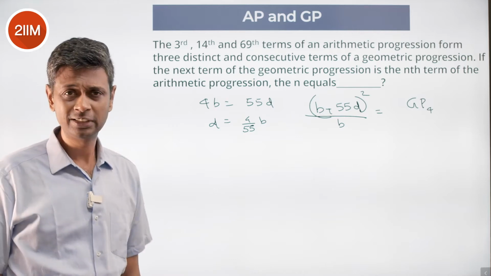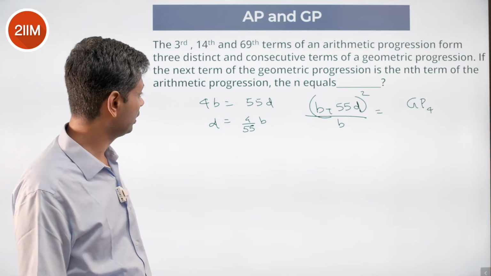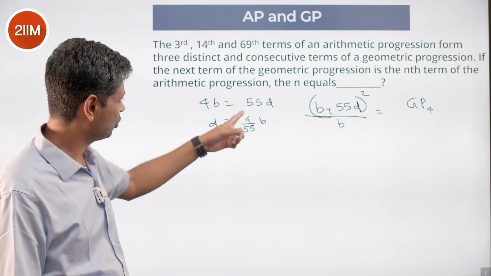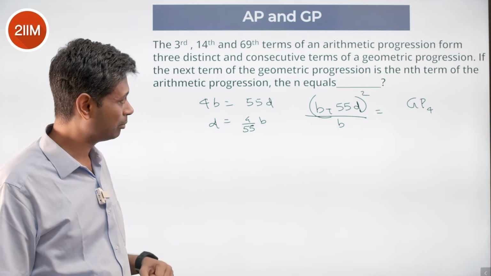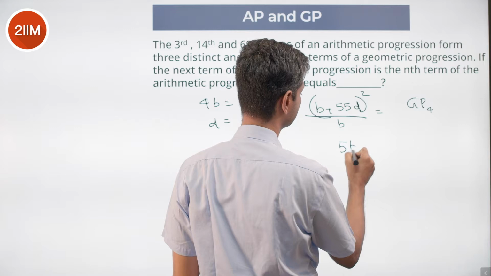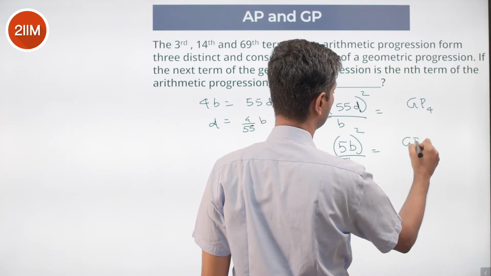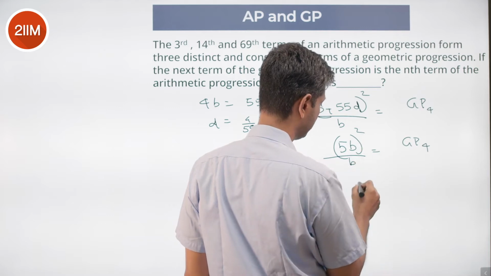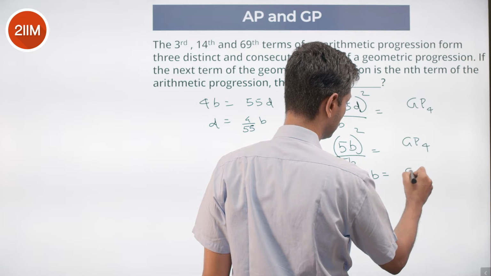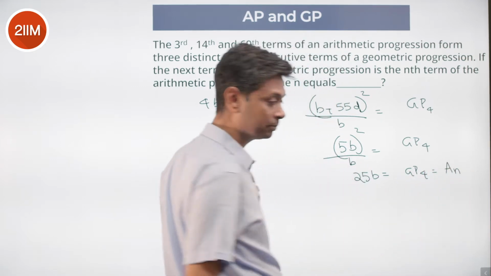We need to find this and then bring it back to this form, (b plus 55d) the whole square. d is 4 by 55b, which is nice, no? 4 by 55 into 55 makes it 4b. This is (5b) the whole square by b. This is the fourth term of the GP. 25b square by b, which is 25b, is the fourth term of the GP. This is the nth term of the AP.